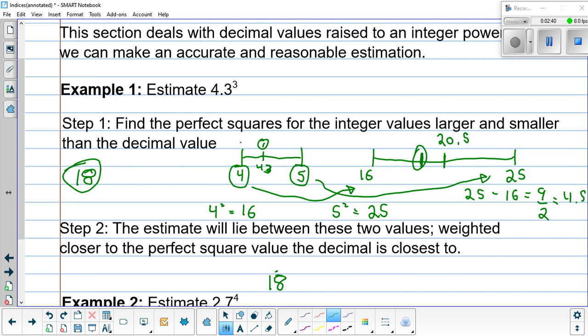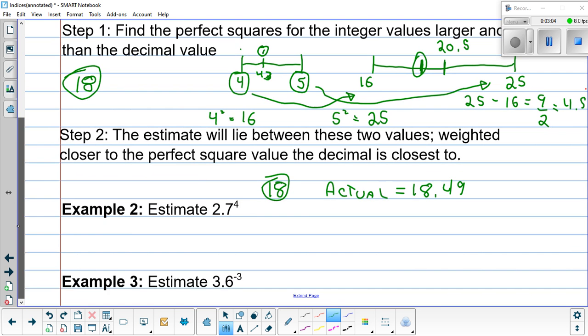Now, at this point, I want you to take out your calculators and try 4.3 squared. The actual value is 18.49. So that's relatively close for a guess, right? That's what we want. We want something relatively close.